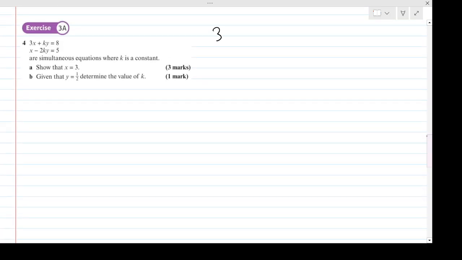We have 3x plus ky is equal to 8 and x minus 2ky is equal to 5. So we're solving for x and y, but k is just another number. It's a constant, right? Which means it's not something we're solving for. It's just a placeholder number. Imagine k is just a coefficient, okay?